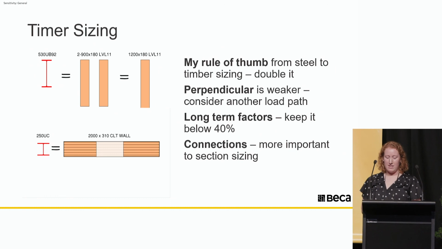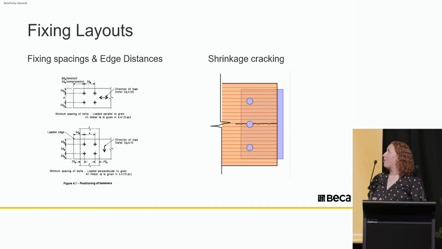Finally, after all this, connection requirements are probably going to drive timber sizes anyway. I'll quickly just fly through some things which, if you're going into timber, you should really have sorted. Don't mess up your fixing spacings and edge distances. These do lead to smaller fixings, more of them being a better option. And while you're doing that and spacing your fixings apart, make sure you don't space them too far apart, perpendicular to the grain, or your timber's going to crack.